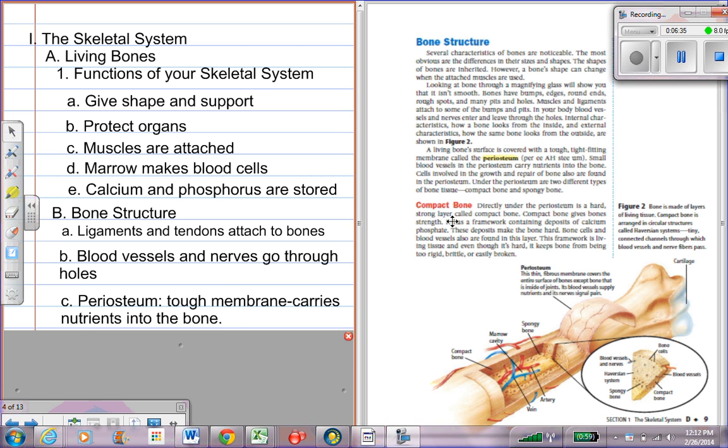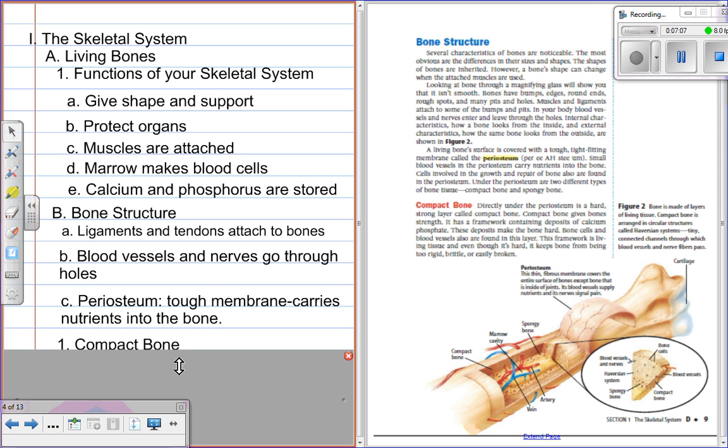It's a hard, strong layer called compact bone. Compact bone gives bone strength. It has a framework containing deposits of calcium phosphate. These deposits make the bone hard. Bone cells and blood vessels also are found in this layer. This framework is living tissue, and even though it's hard, it keeps bone from being too rigid, brittle, or easily broken. Okay, so although it's very hard, it's also very tough.